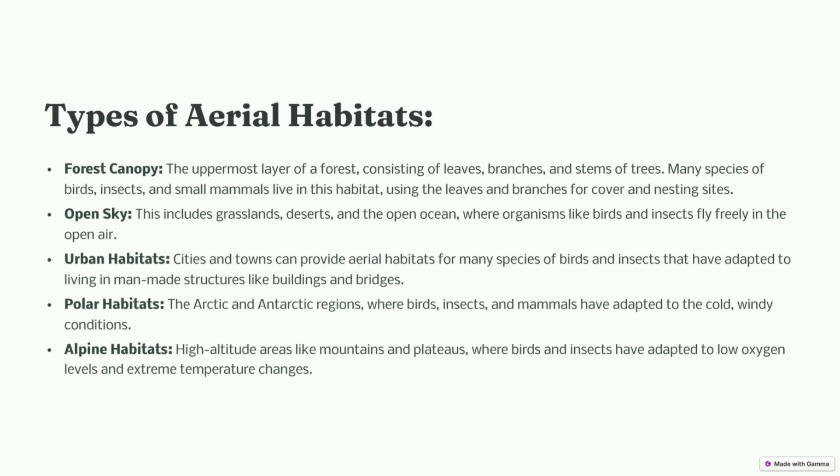Cities and towns can provide aerial habitats for many species of birds and insects that have adapted to living in man-made structures like buildings and bridges. We also have polar habitats, the Arctic and Antarctic regions where birds, insects, and mammals have adapted to the cold, windy conditions, and alpine habitats, high altitude areas like mountains and plateaus where birds and insects have adapted to low oxygen levels and extreme temperature changes.